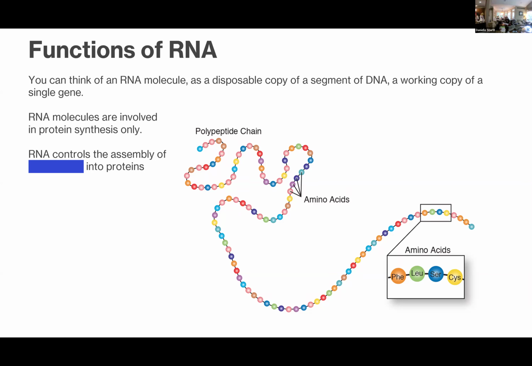RNA controls the assembly of what into proteins? What makes up proteins? The building blocks of proteins are, Colin, amino acids. So you get a bunch of amino acids. They hook together and make this big, long chain. The bonds are called peptide bonds, so the chain is called a polypeptide chain, right? And when you get this big chain, it folds itself up and it becomes your protein. So your polypeptide chain, all the little amino acids are building blocks of the protein itself.